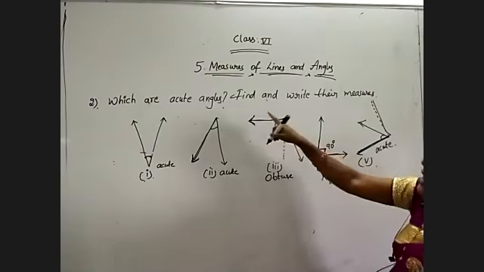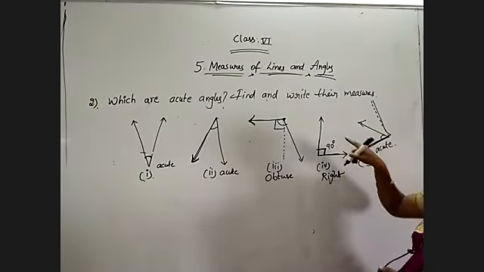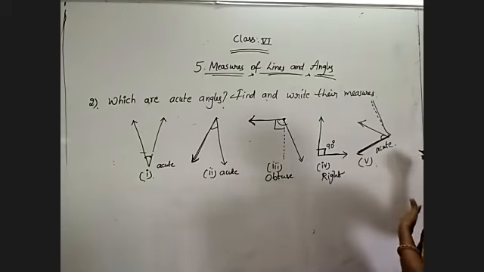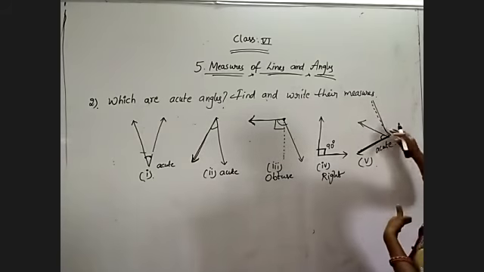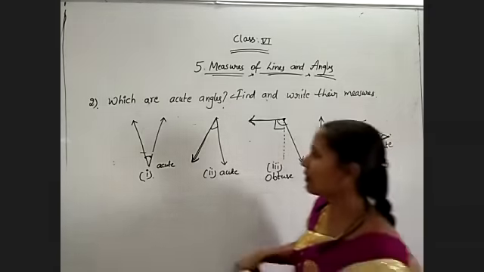What is the question? Which are acute angles? First one, second one, and fifth one are acute angles. Find and write their measures also. Till now, I did not mention their measurements. To find out their measurements, we have to use a protractor. So how will we use the protractor?